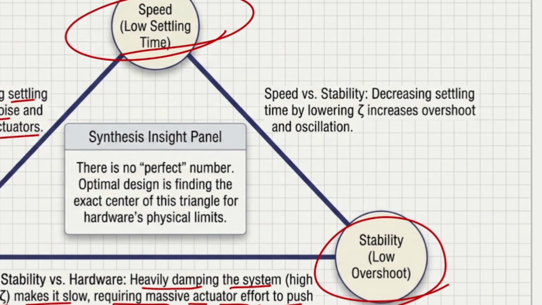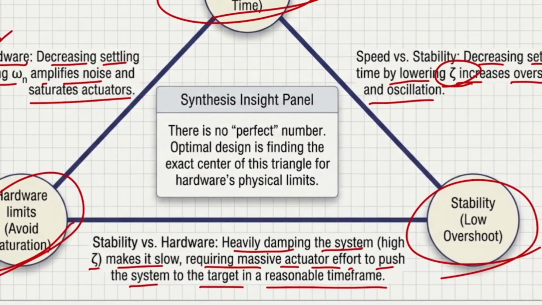And finally, speed with stability. It means that decreasing the settling time by lowering the zeta is going to increase the overshoot and oscillation. As you guys remember, the oscillation is highly related to the zeta itself, and if I do anything with that, I'm going to lose something. So at the end of the day, there is no perfect number or optimal design.